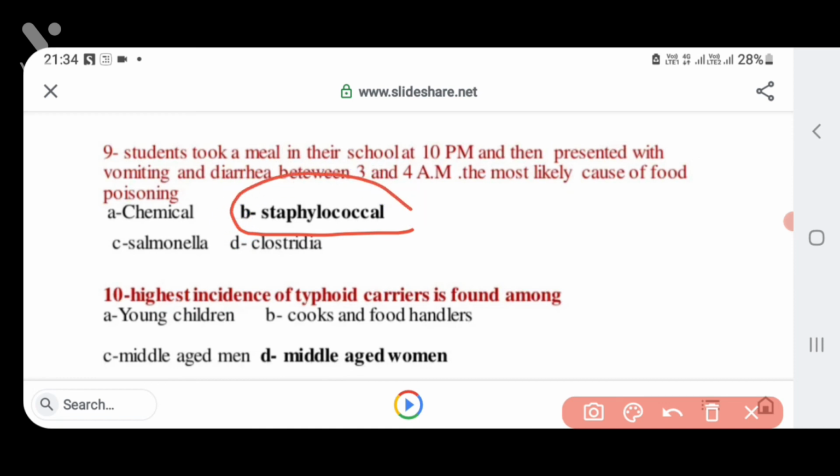So, we have understood some important questions related to foodborne diseases.